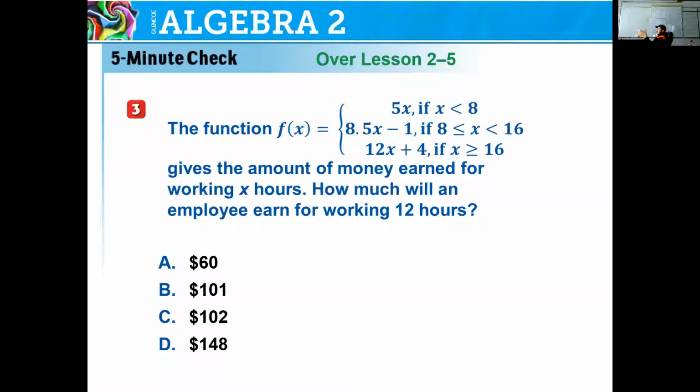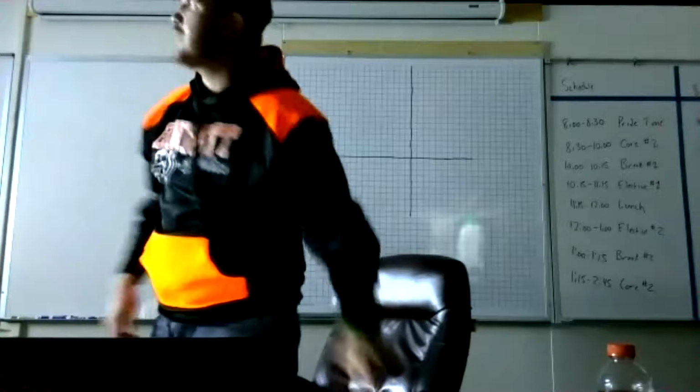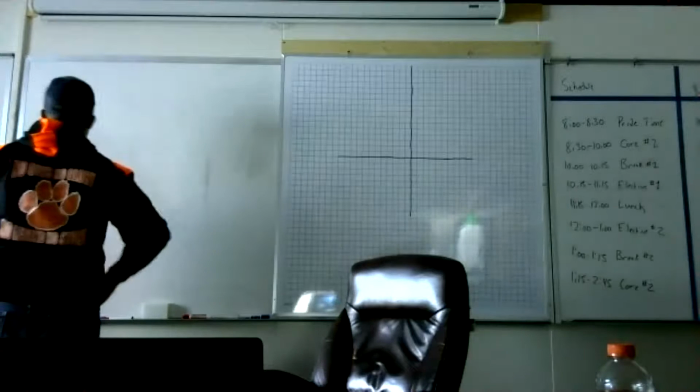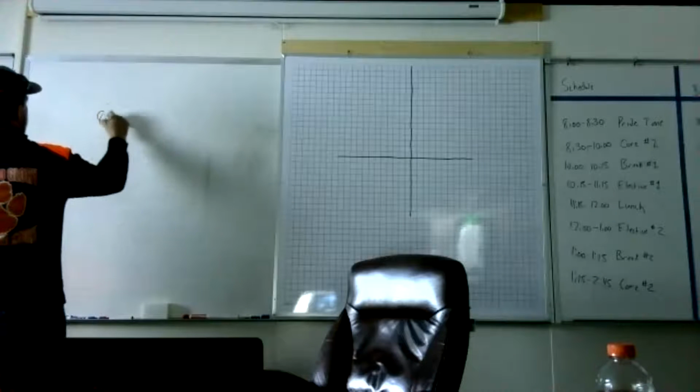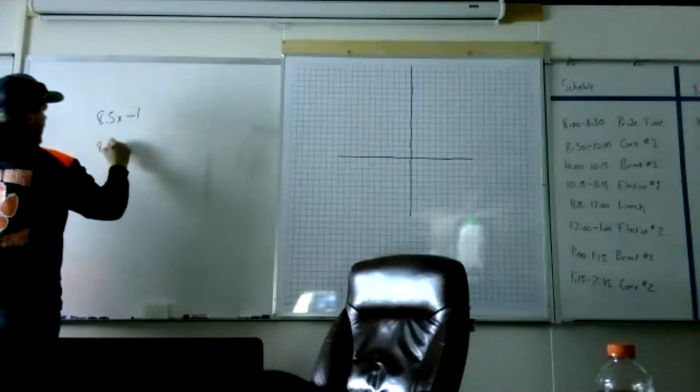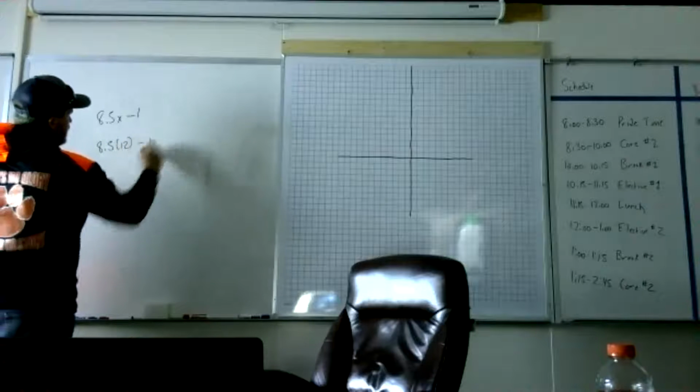So to solve this, it boils down that we got to find which area of the graph we fall in based upon the domains. So is 12 less than 8? No, so we're not going to be using 5x. Is 12 between 8 and 16? Yes, so we're going to be using that 8.5x minus 1. Okay, and all we're required to do is plug 12 in for our x value. We'll solve it, and we'll get the value of f of x. So we have 8.5x minus 1, and we're plugging 12 in, so that's 8.5 times 12 minus 1.